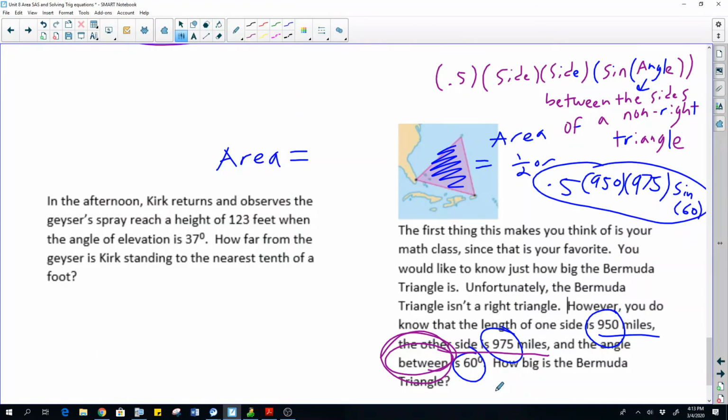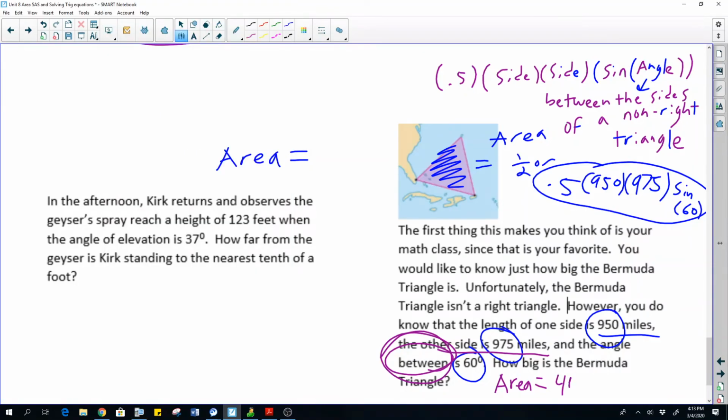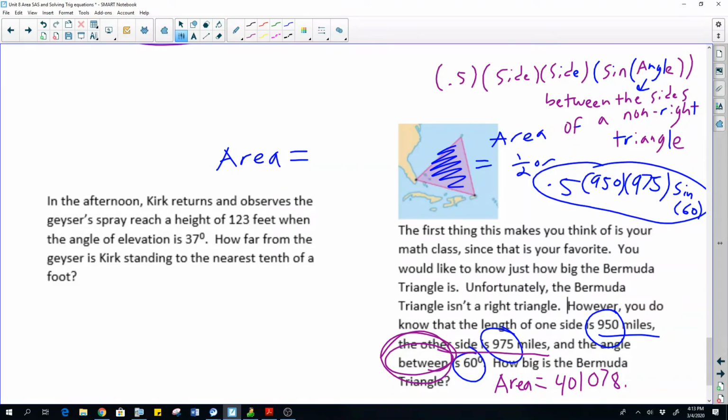So how big is the Bermuda Triangle? The area of it. Our area is equal to 401,078, and rounded to the nearest tenth, it's .0, so just 0.0 is fine. And don't forget, is this miles? This is miles. That's a huge amount of miles. That's a huge triangle to get lost in.